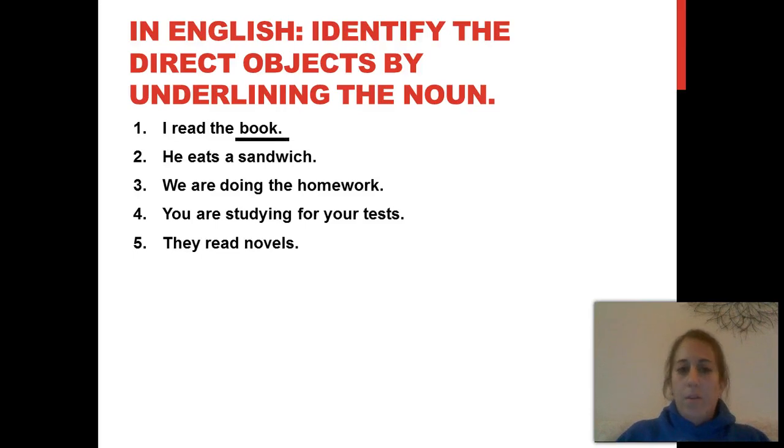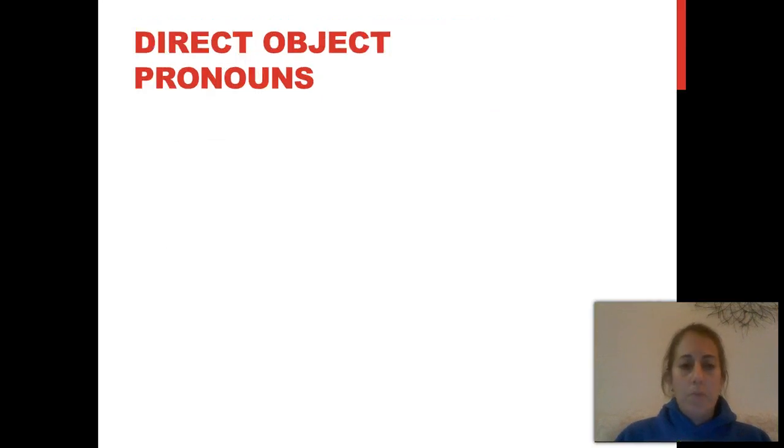I read the book. He eats a sandwich. What does he eat? A sandwich. We are doing the homework. Well, what are we doing? The homework. You're studying for the test. What are you studying for? The test, or your test, excuse me. And then they read novels. What do they read? Novels. Okay? So those are direct objects. So far, so good? Okay.